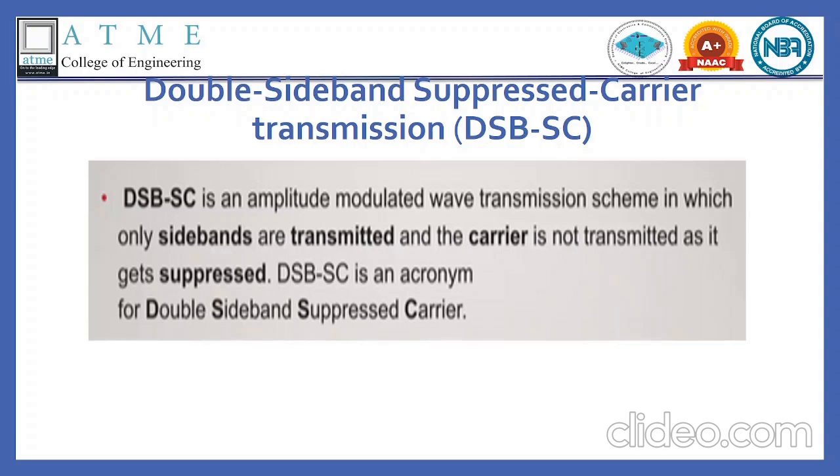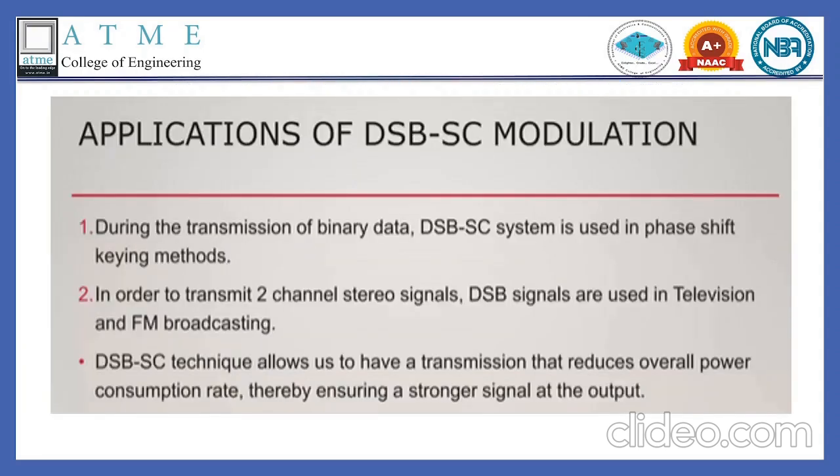The acronym of double sideband suppressed carrier is DSBSC, and it has larger bandwidth. The application of DSBSC modulation is during the transmission of binary data. The DSBSC system is used in the phase shift keying method. In order to transmit two-channel stereo signals, DSBSC signals are used in television and FM broadcasting. DSBSC techniques allow us to have a transmission that reduces overall power consumption, thereby ensuring a stronger signal at the output.